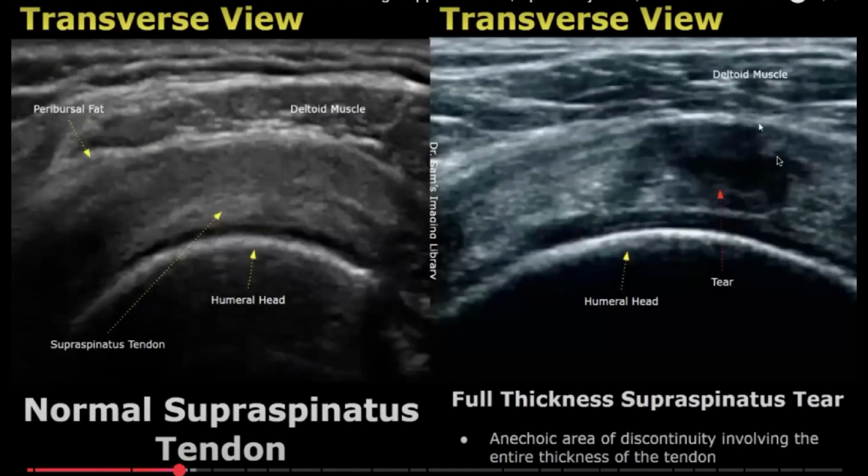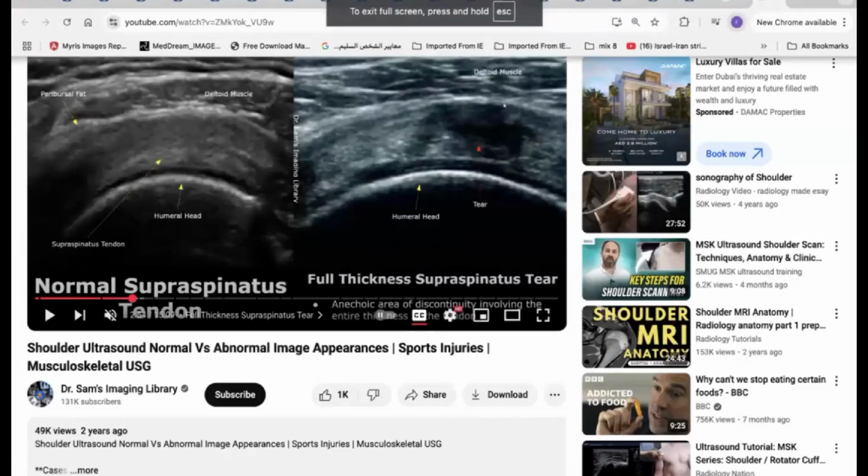Here there is hypoechogenicity, a tear. Whether partial or complete, at least you should train your eyes. This is the tear. Okay, my colleagues? Very important.